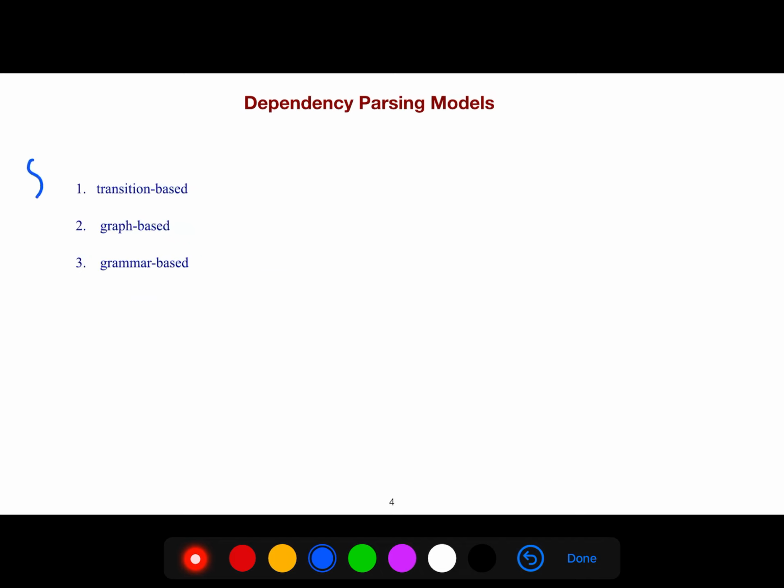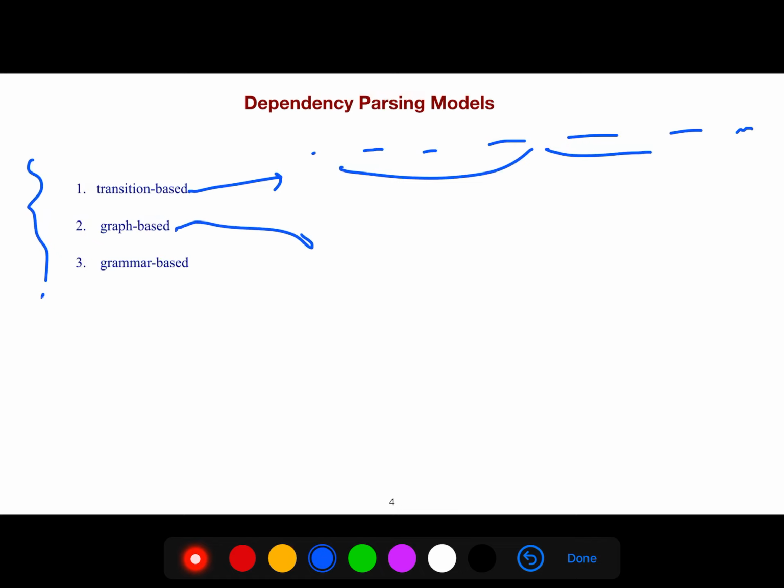So there are three major approaches for dependency parsing. Transition-based is really fast, order of n complexity, very fast. But it has its shortcomings because, if the sentence is too long, it cannot capture all of these dependencies very much. So you just use it for very short sentences.